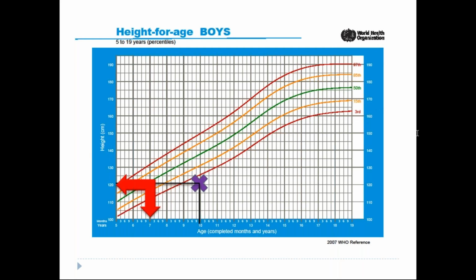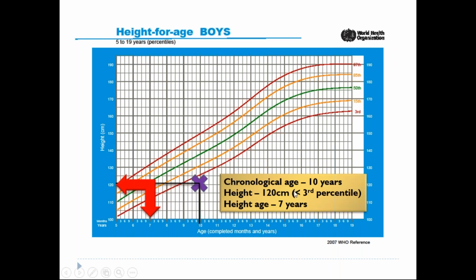So this is the concept of height age. This child is 10 years, but when you calculate his height at the 50th centile, it's coming out to be 7 years. So his height age is 7 years. Chronological age is 10 years, height is 120 centimeters, which is less than the third centile, and your height age is 7 years.